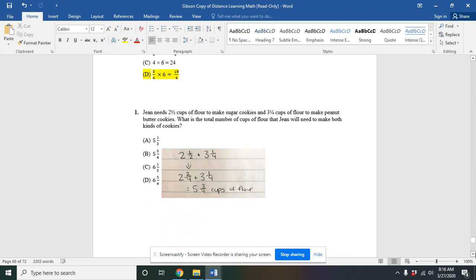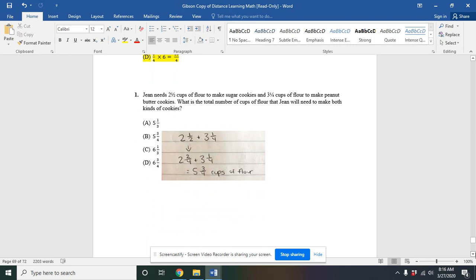Okay, go down to the next one. Jean needs 2.5 cups of flour to make sugar cookies and 3.5 cups of flour to make peanut butter cookies. What is the total number of cups of flour that Jean will need to make both kinds of cookies? Now, you have to choose the correct operation in order to solve this problem.